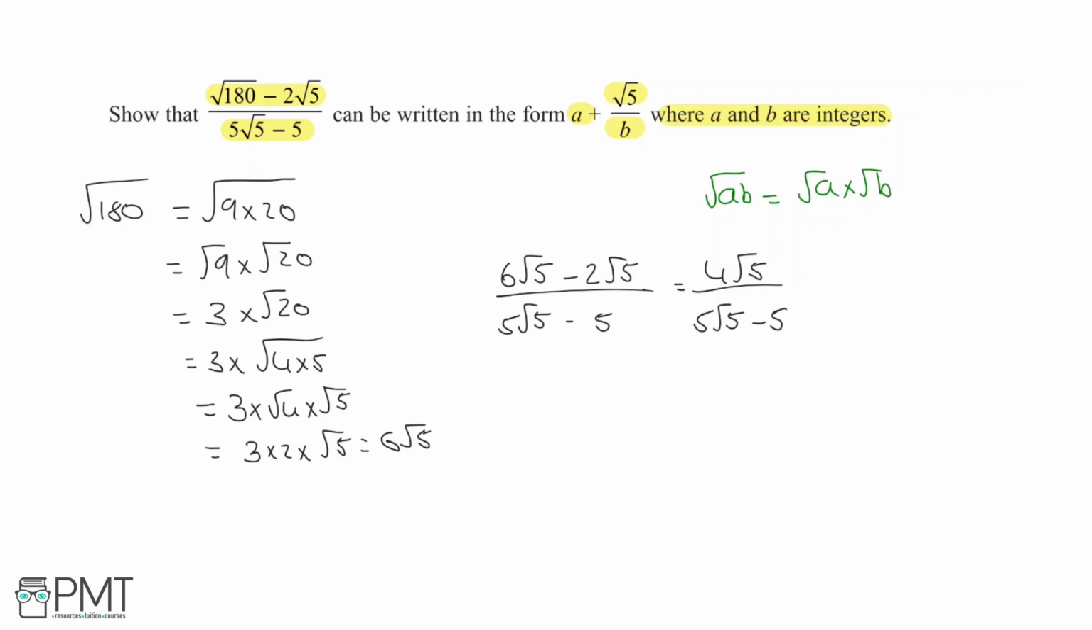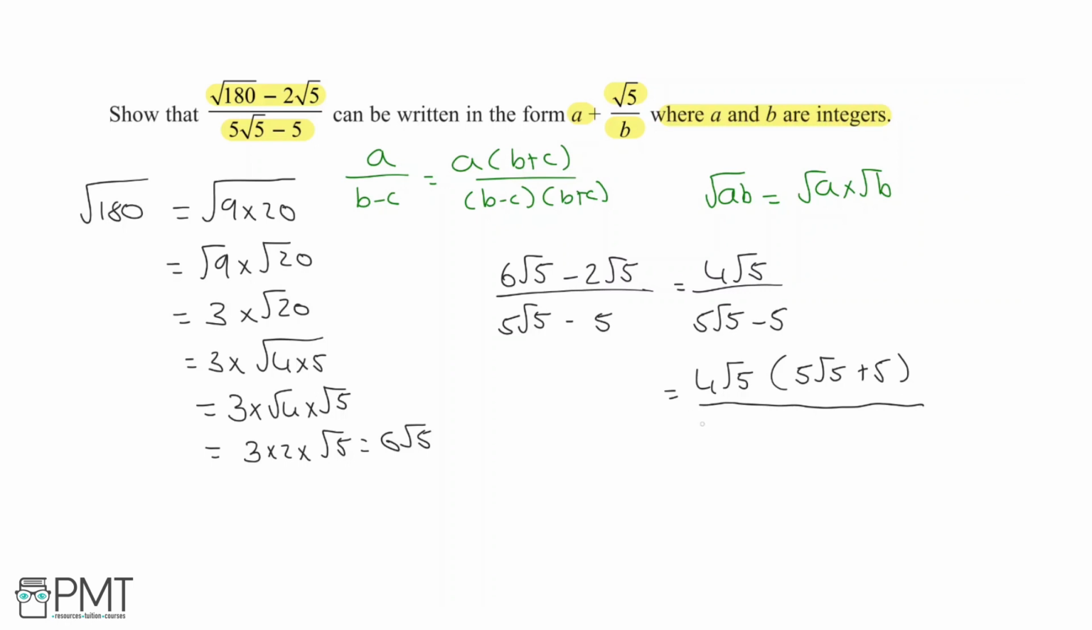Okay then. What we can do from here is rationalize the denominator. That means if we have a fraction in the form a over b minus c, this equals a times b plus c, over b minus c times b plus c. So this will equal 4 root 5 times 5 root 5 plus 5, all over 5 root 5 minus 5 times 5 root 5 plus 5.